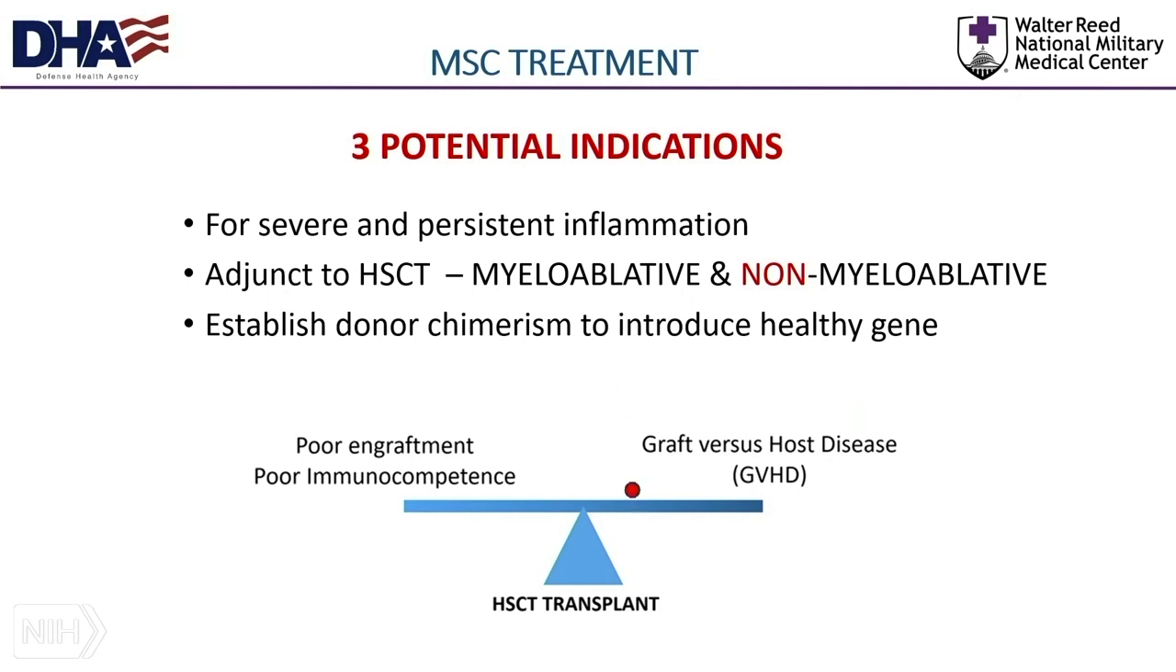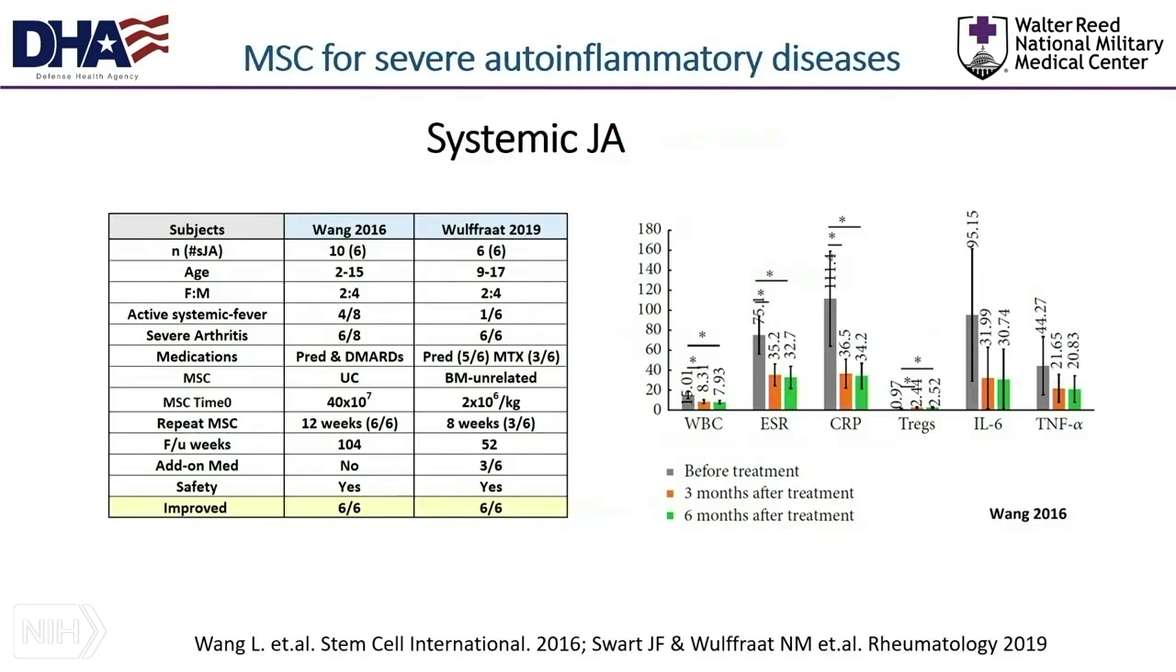So when we look at the hematopoietic stem cell transplant, if the engraftment is poor, then that becomes a problem, and that may come with poor immunocompetence. On the other hand, if the engraftment is detrimental, then GVHD is the major problem in these patients. So the mesenchymal stem cells can be helpful on both ends. This is the data on so far what we have on severe autoinflammatory diseases.